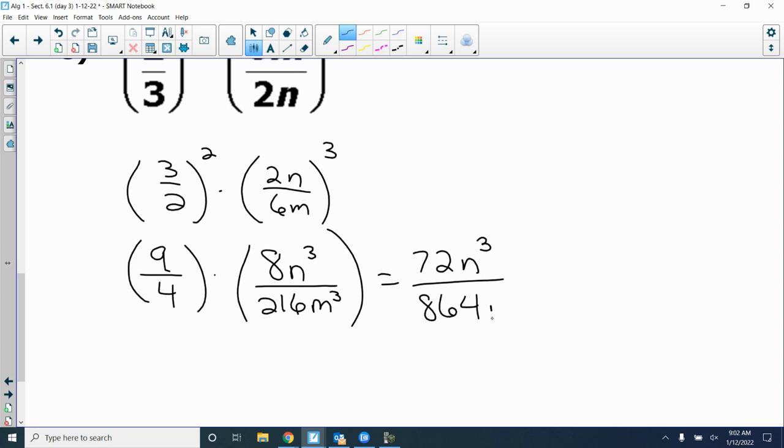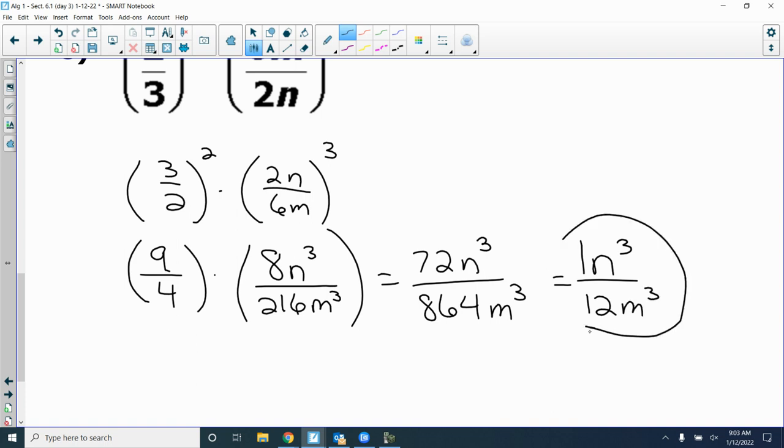Now, use your calculators. Reduce that fraction. What does 72 over 864 reduce to? You should know how to reduce on your calculator. All right, Jeff got 1/12. Yep. So now that's 1/12, which means that 1 is on top. That becomes 1/12 n cubed. All right, that was a little bit involved there with those constants, but that would be the final answer.